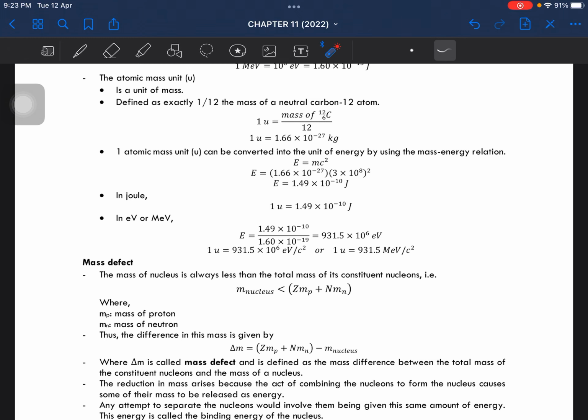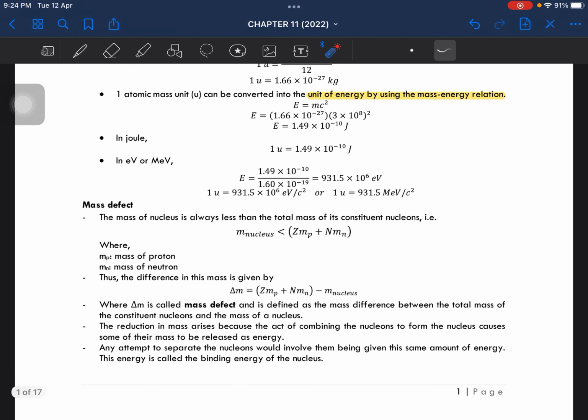One atomic mass unit can be converted into the unit of energy by using the mass energy relation. In joule, 1 u is equal to 1.49 times 10 to the power of negative 10 joule. In electron volt or mega electron volt, it is 931.5 times 10 to the power of 6 electron volt per c squared, or for mega electron volt, it's this one. That is the unit conversion.